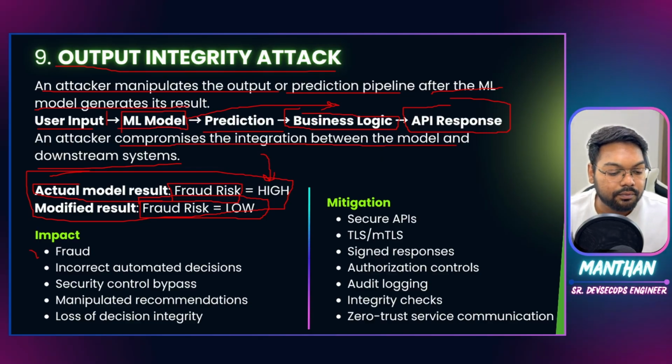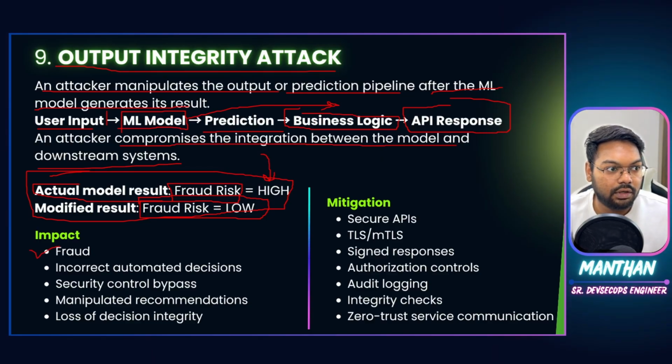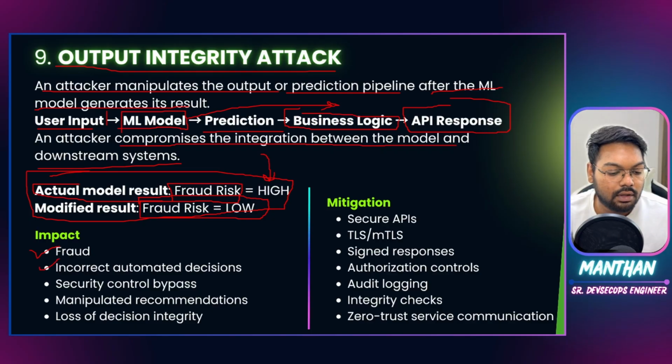So what is the impact? It could potentially lead to fraud, incorrect automated decisions, security control bypass, manipulated recommendations, and loss of decision integrity. So if someone is giving you fake or false information, then that is an output integrity attack.